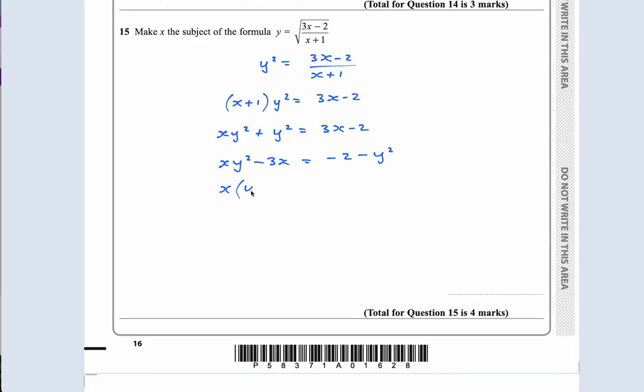I take out the x, y squared minus 3 is equal to minus 2 minus y squared, and then I divide by this, x equals minus 2 minus y squared over y squared minus 3. And that's correct, guys. That is the right answer. The mark scheme actually gives 2 plus y squared over 3 minus y squared, which is the exact same thing. If you multiply above and below by minus 1, you get this. It looks a bit better because there's no minuses there, but you would get full marks for this and this.